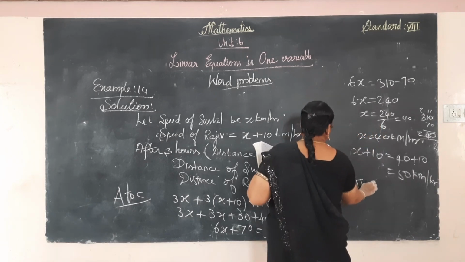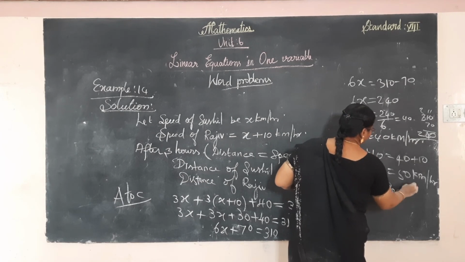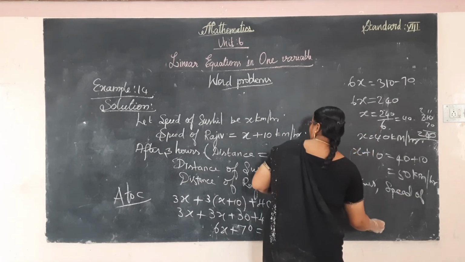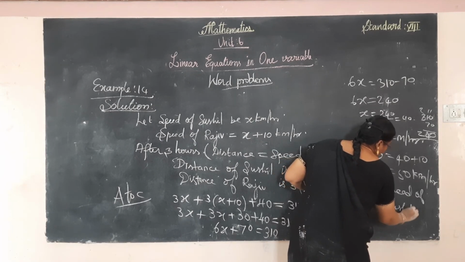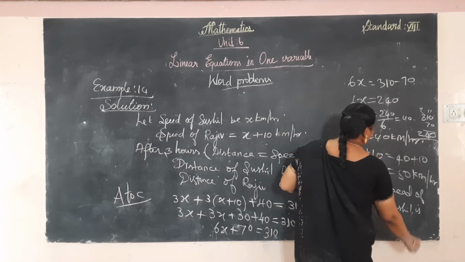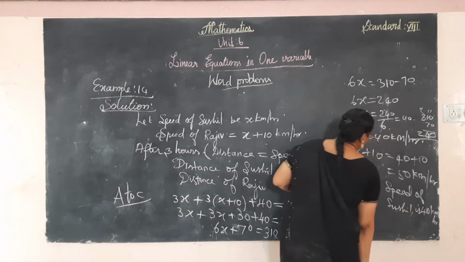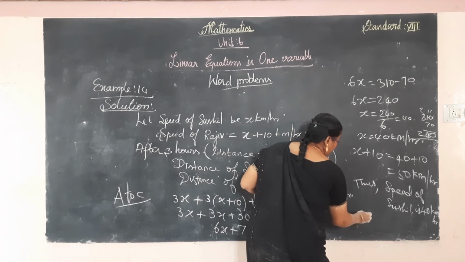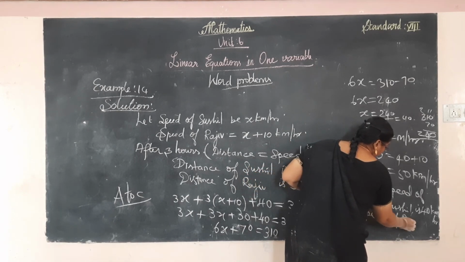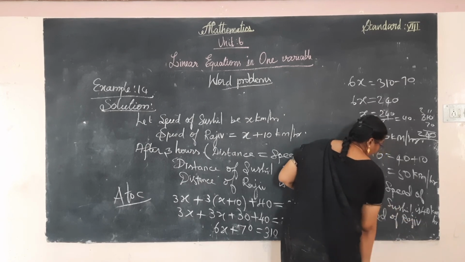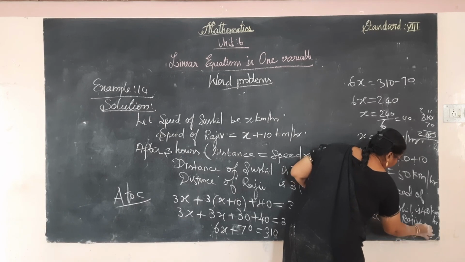Thus the speed of the Suzel is 40 kilometer per hour, and the speed of the Rajiv is 50 kilometer per hour.